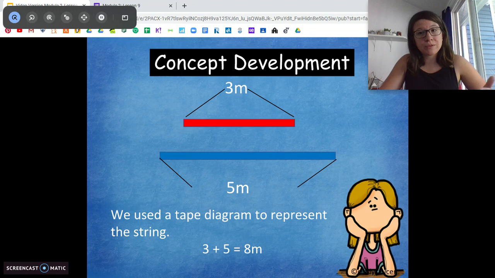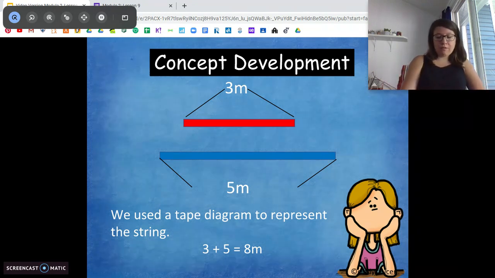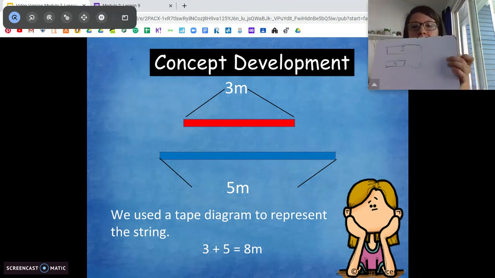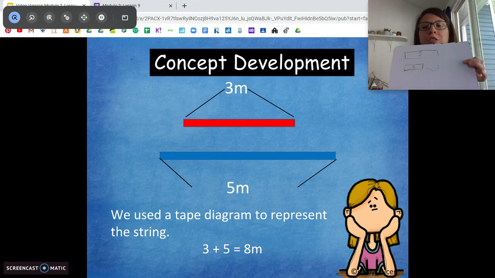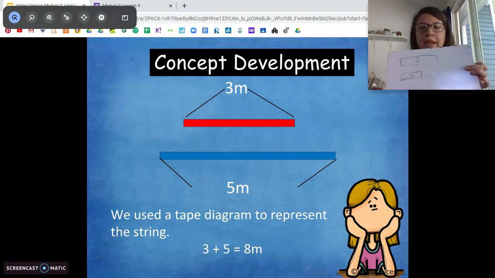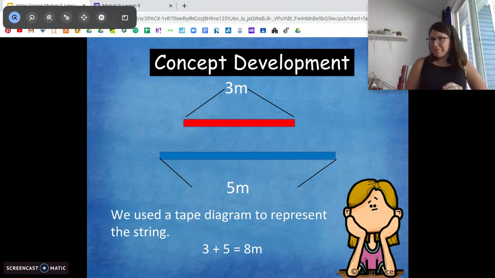Now we can also use this to find the difference between the strings. So if I have one string that's 5 meters and one string that's 3 meters, I can use that to find the difference between the 2 lengths of string. I want you to tell me how much longer the blue string is than the red string. Go ahead and write that number sentence and solve. Unpause when you're ready.